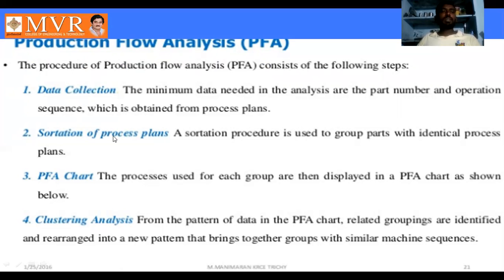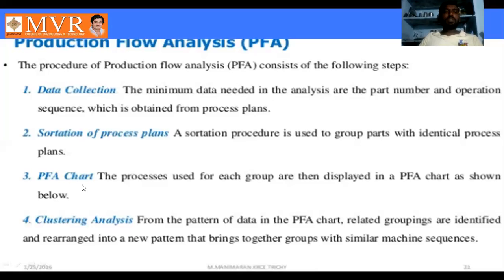Next is sortation of process plans. Here we collect the data and implement the plan. A sortation procedure is used to group parts with identical process plans. So after collecting the data, we use the identical process plans.